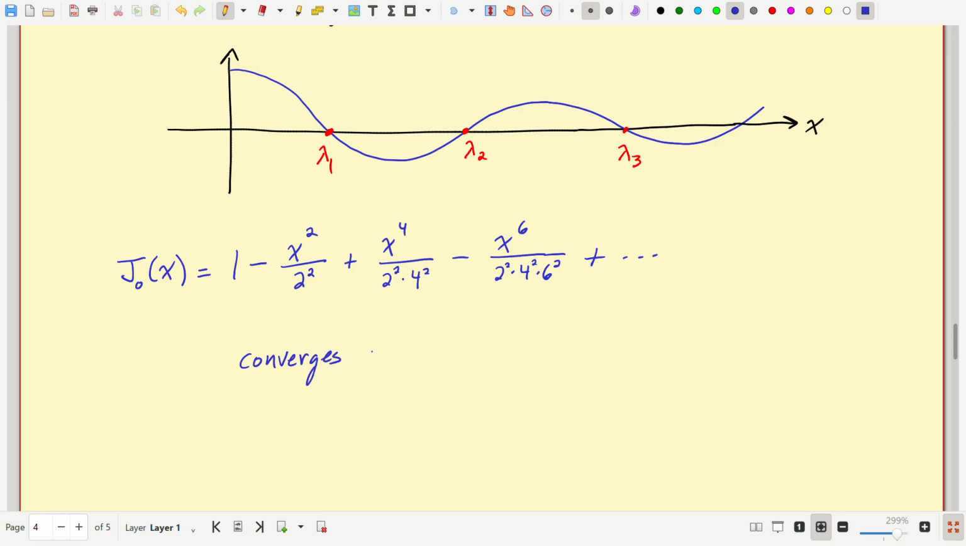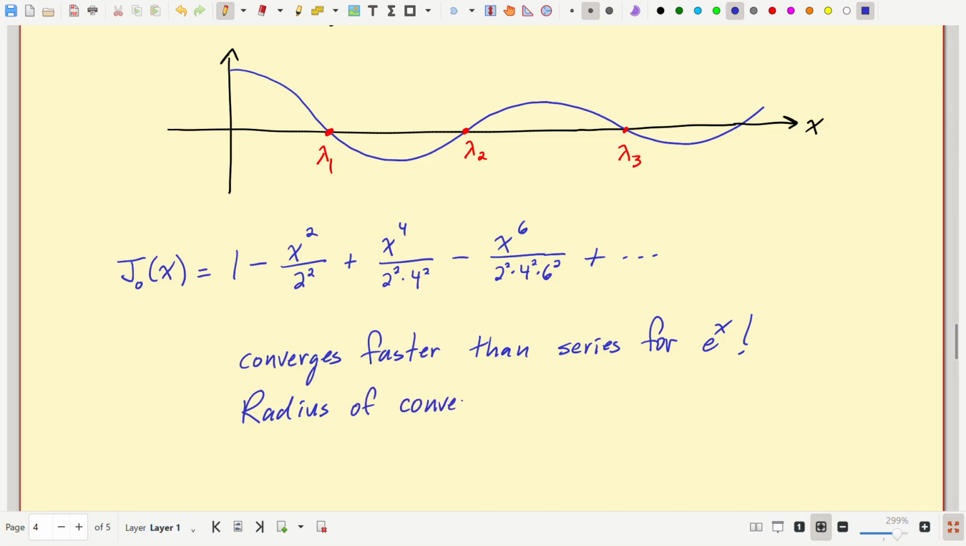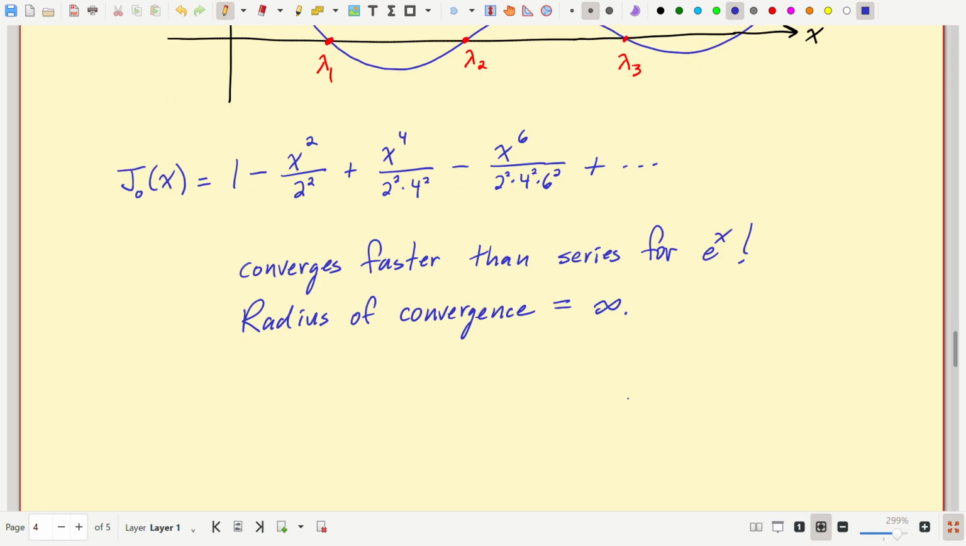Converges faster than the series for e to the x and sine and cosine. And the radius of convergence is also infinite. So these are very easy to analyze, well understood, and there are formulas for them. They're every bit as good as the sines and cosines to deal with. You can numerically compute those zeros to high accuracy.